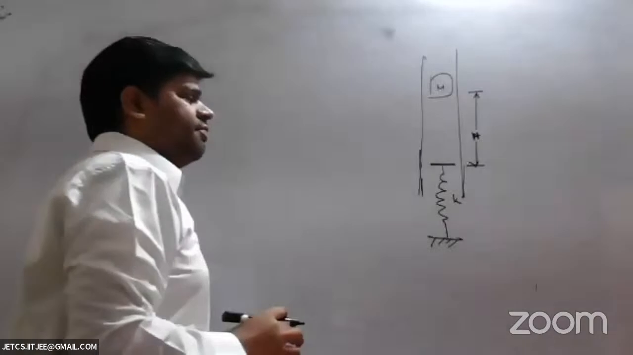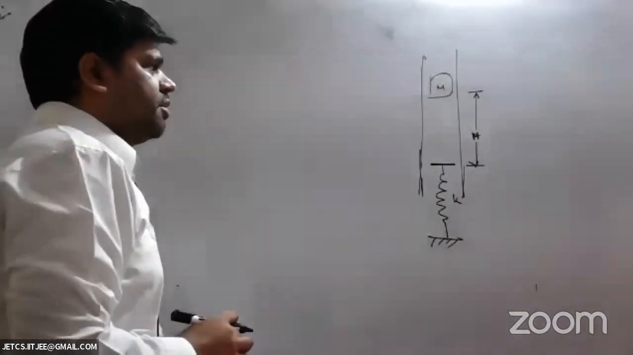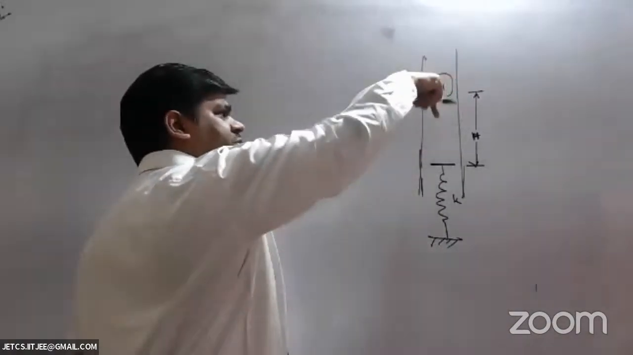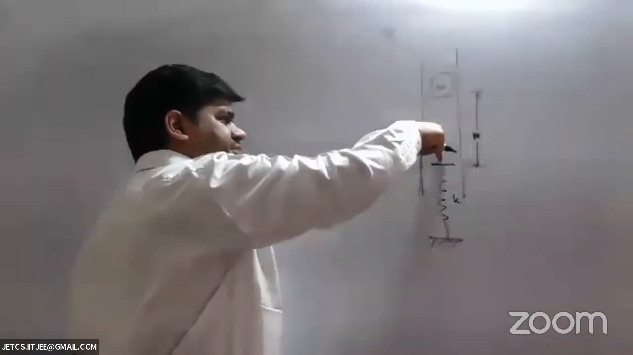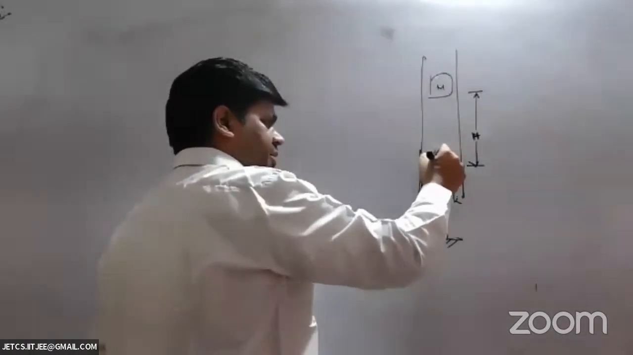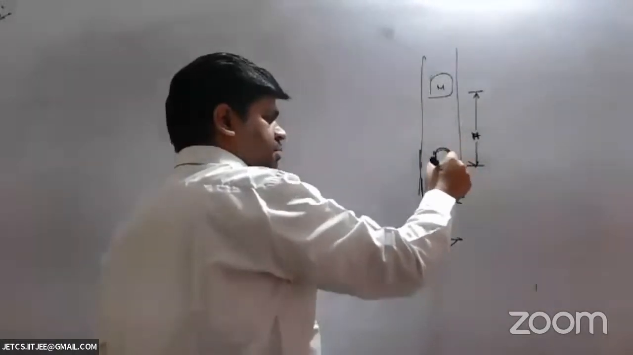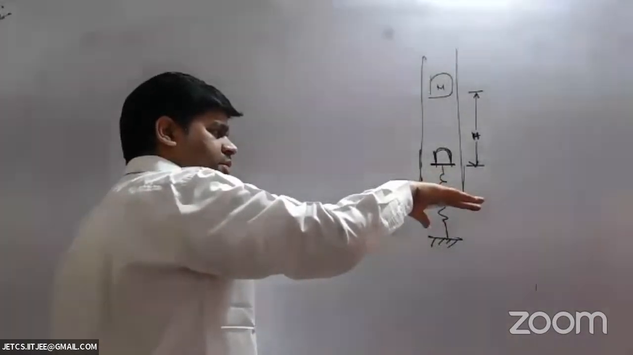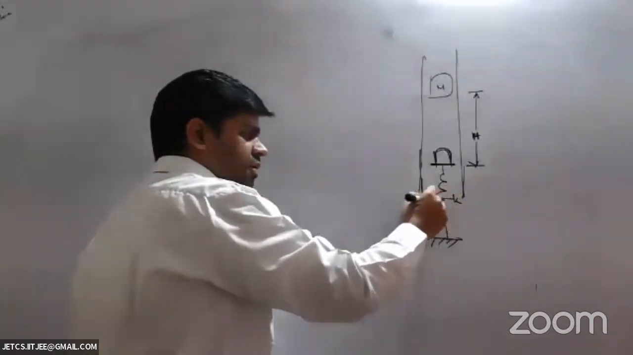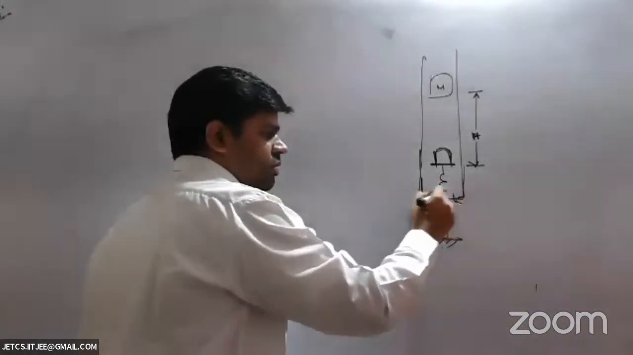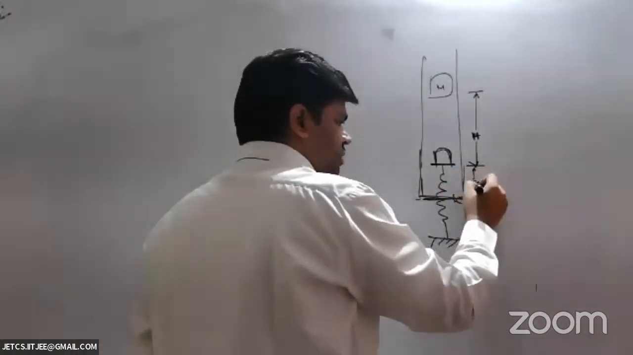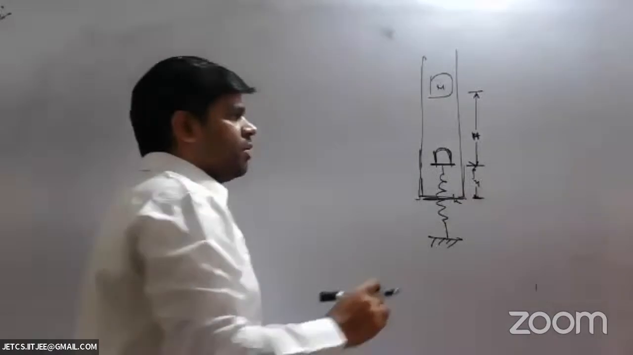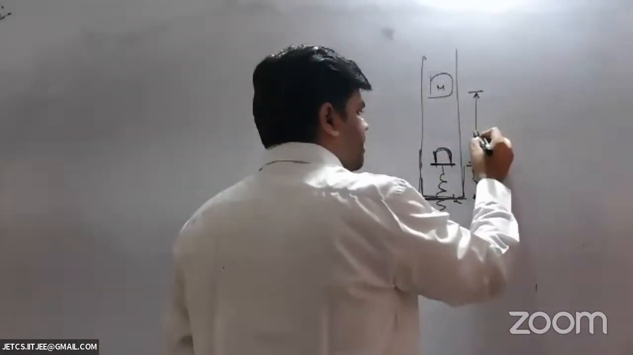Before we understand what to find out, let's see what's happening. As it is released from here, it will accelerate because of mg and gain some velocity. Once it touches this plate, the spring gets compressed. It will go to the maximum compression state where the velocity becomes 0. I have to find out this maximum compression in the spring.